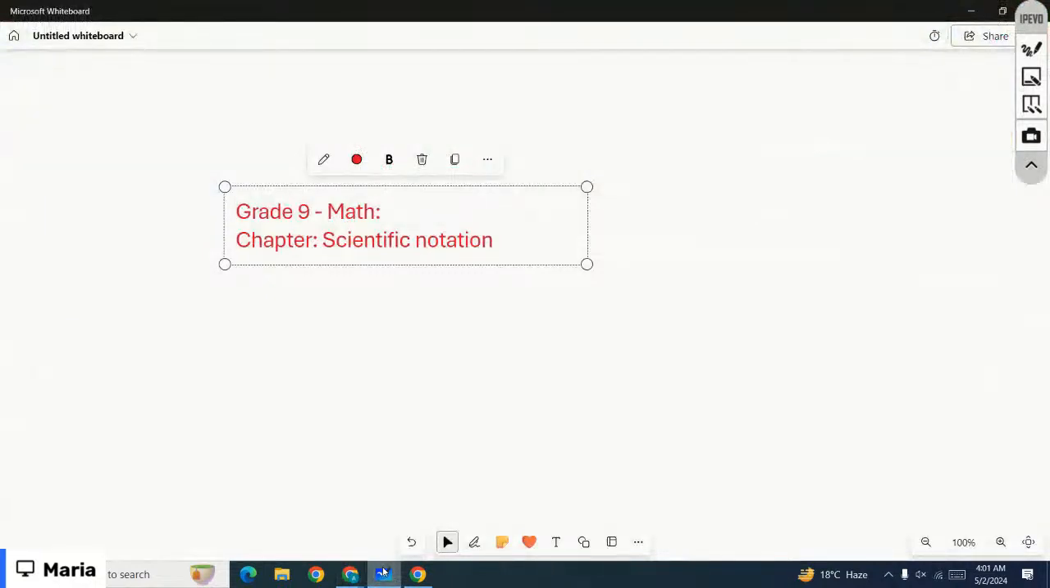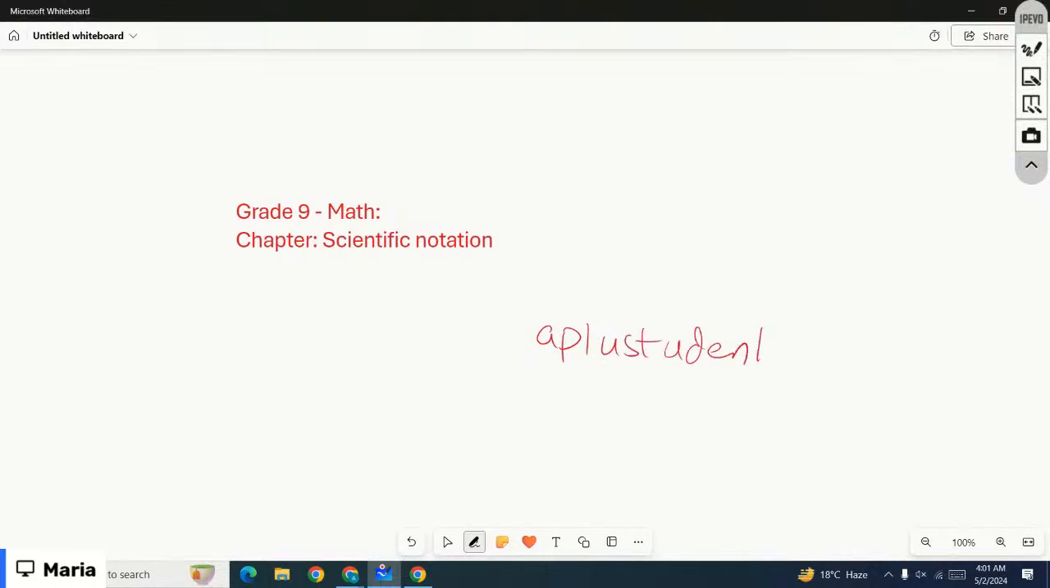We are here for grade 9 math. You can find all the lessons on aplusstudents.com. You have to log in there using your email address, and the password is provided by the administrator. Then you have to select math from the subject tab, scroll down to grade 9, and then click on view all lessons.